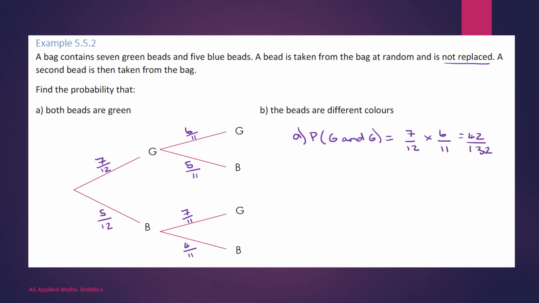These are not independent events, but because I have considered what is happening in the first situation when I have calculated this 6 out of 11 onto my tree diagram, it means that I can multiply across. In terms of that fraction, I can just simplify it down to get 7 out of 22.